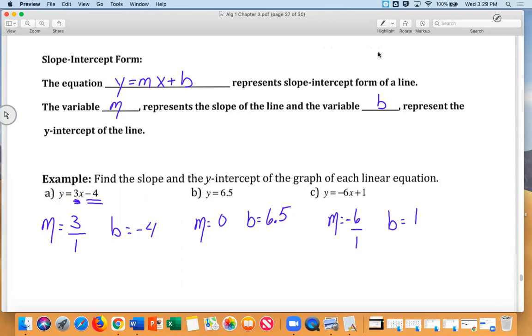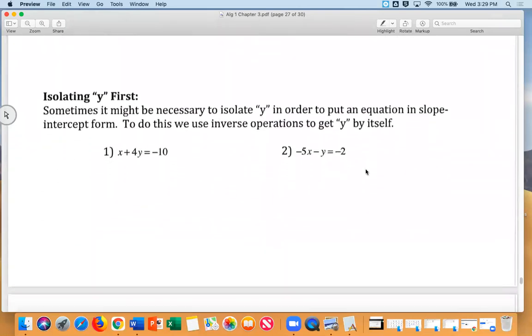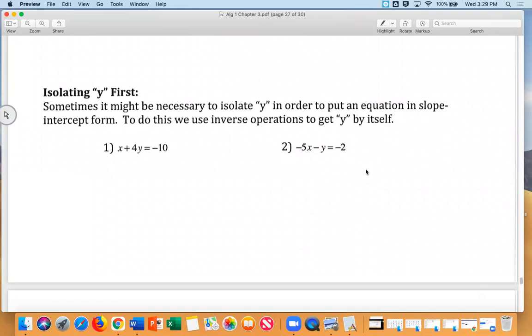Now, the tricky part about this is that sometimes our equations are not in y equals mx plus b form. The other week we talked about the cover-up method, and we talked about graphing that way. But here we can't do that because, yeah, I can cover up the y, and I get x equals -10, that's fine. But what if I cover up the x? I would have 4y equals -10, and that doesn't divide out evenly. That would give me -2.5. Well, I can't find that on my graph.